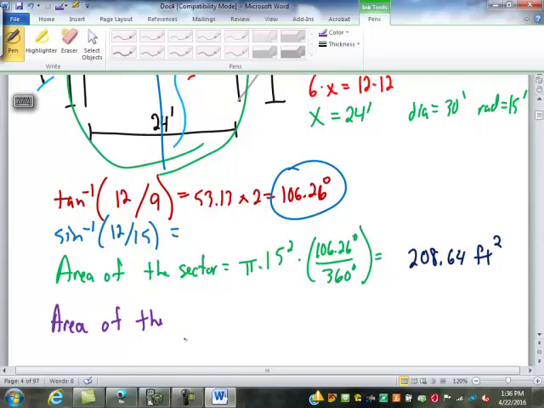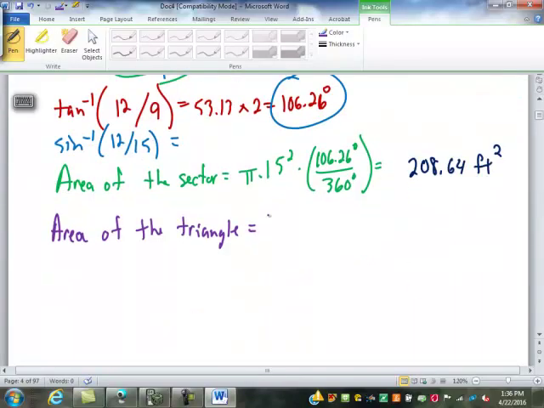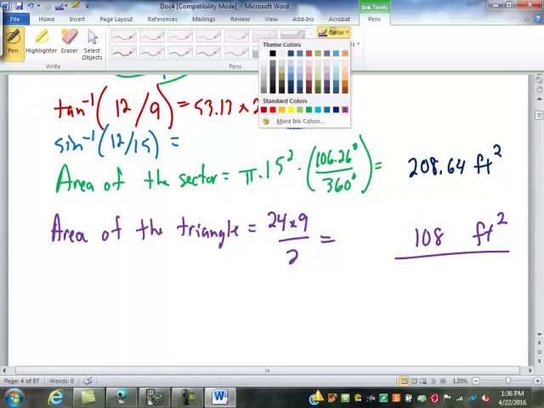We need to subtract the area of the triangle. The triangle that was 24 feet across here has a base of 24. We found the height of 9. So 24 times 9 divided by 2 is 108 square feet.